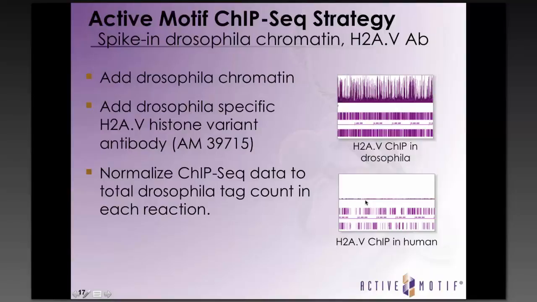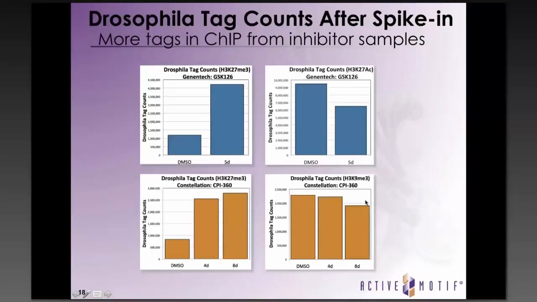After we do the sequencing, we take that data and we map it both to the Drosophila genome and to the human genome. And if there are any differences in the number of tags across samples that are mapping to the Drosophila genome, we normalize those to make them even, and then we normalize the human data set by the same ratio. So when we incorporated that strategy, the first thing we saw was that we consistently saw more tags mapping to Drosophila in our H3K27 trimethyl IPs in the presence of the EZH2 inhibitors.